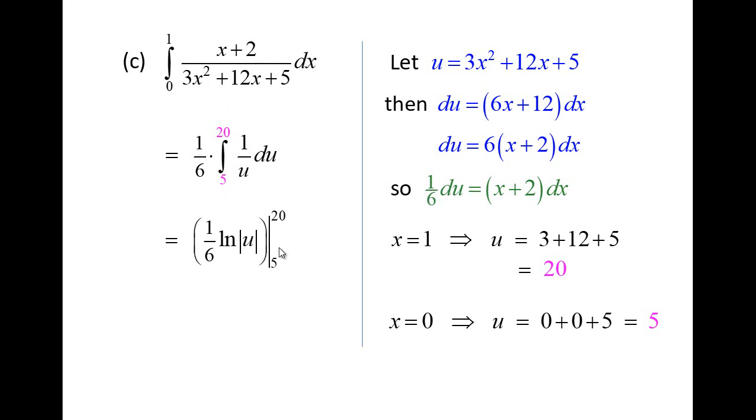Now we evaluate the antiderivative at 20 and 5. So plug in 20, plug in 5, this is what we get. By using the laws of the logarithm, we get that the quantity in parentheses is the same as ln of 20 divided by 5, which is 4. So we get 1/6 ln of 4 as the final answer to this question.